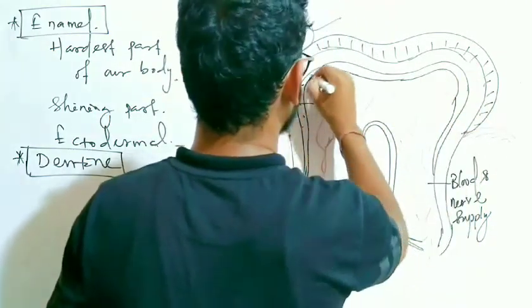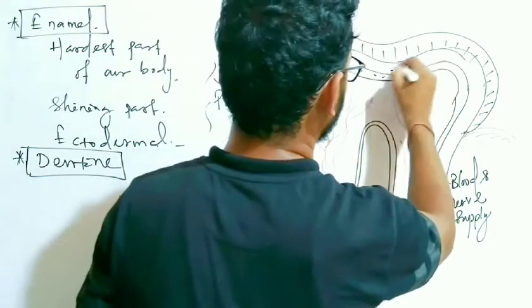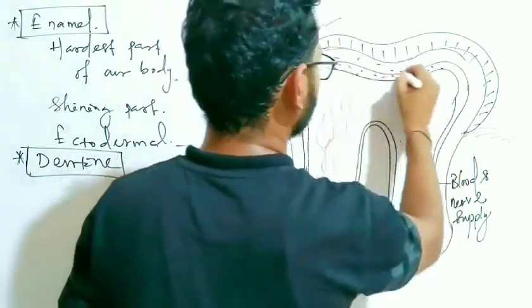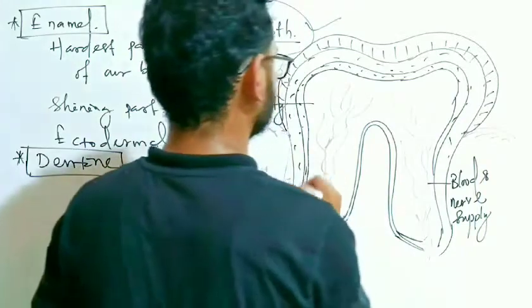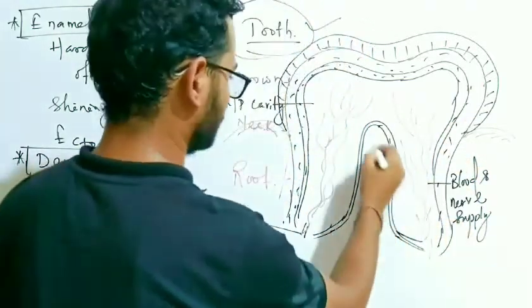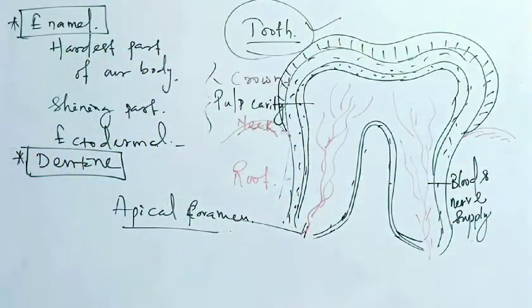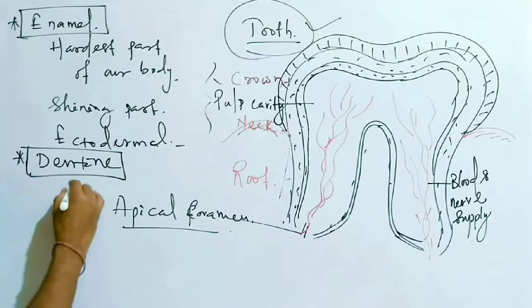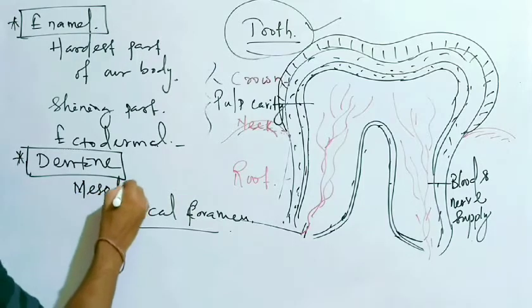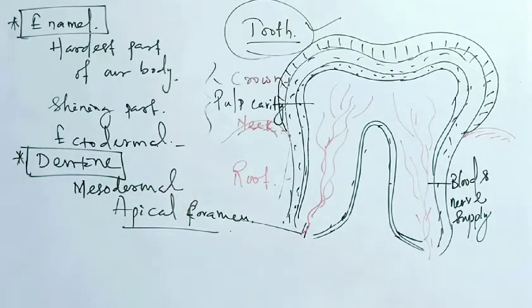So this layer, we can say, is the dentine that makes the tooth. Okay, so the dentine, remember, is the part of the tooth which is mesodermal in origin. It is mesodermal in origin, the dentine. So it is also very important to remember dentine and enamel.